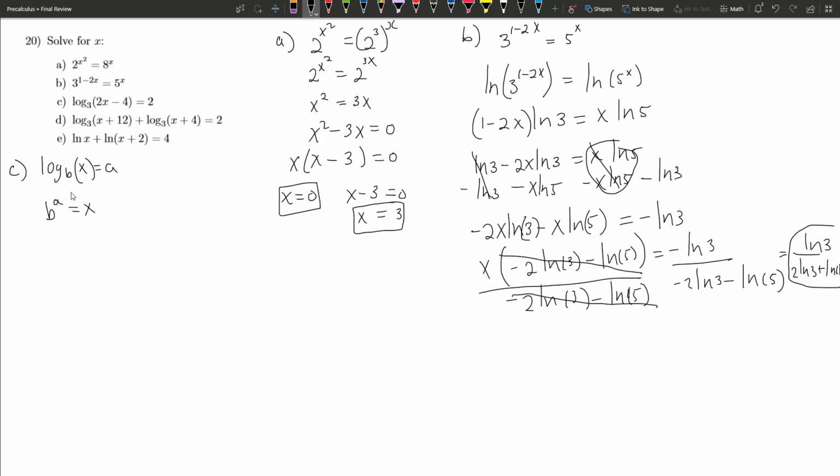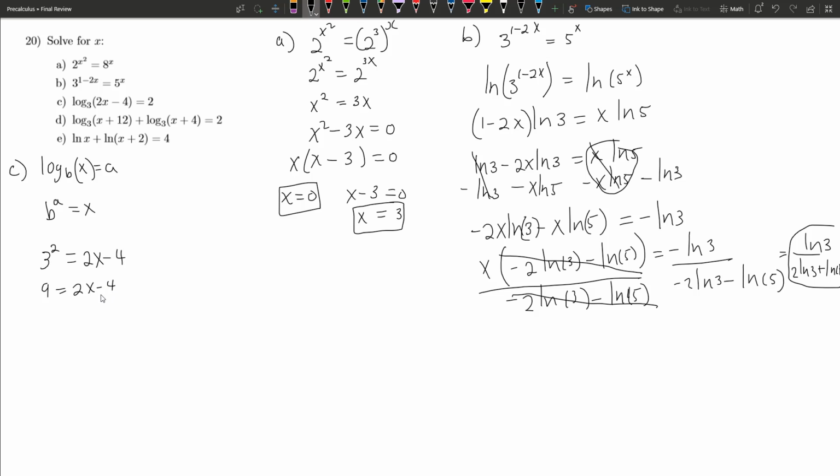So using this, I'm going to rewrite this as 3, because that's the base. The base goes here, 3 to the what? To the 2, right? The thing after the equal sign is really the exponent, is equal to the thing inside the parentheses. So it's 2x minus 4.